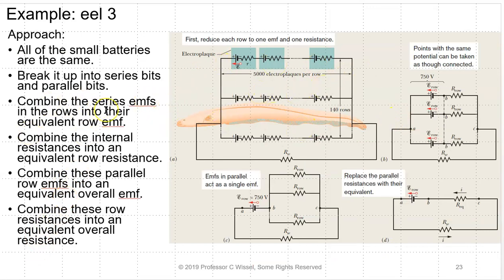We're going to combine the series EMFs in the row into their equivalent row EMFs. So we're going to put all these together. We're going to combine the internal resistances into equivalent row resistance. Then we're going to combine these parallel row EMFs into equivalent overall EMF, and then we're going to combine the row resistances into equivalent overall resistance, and then use Ohm's law.